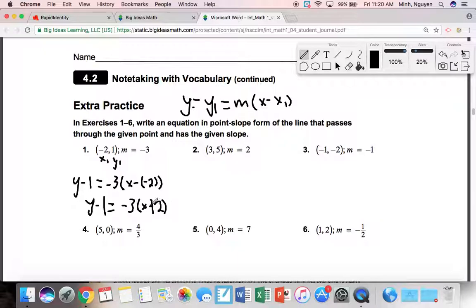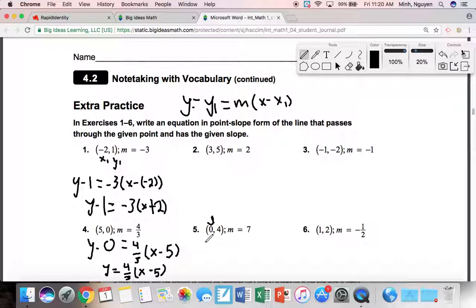I will show you one dealing with zeros so you guys know that when you're dealing with 0, basically nothing happens. So y minus 0 equals 4/3 times x minus 5. So y equals 4/3 x minus 5. Here the x is 0, so if I'm saying x minus 0, that's just x.